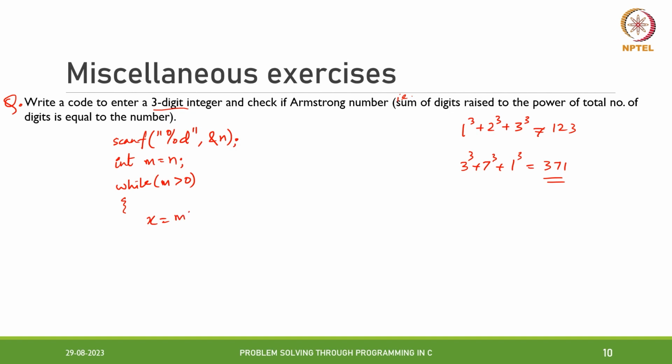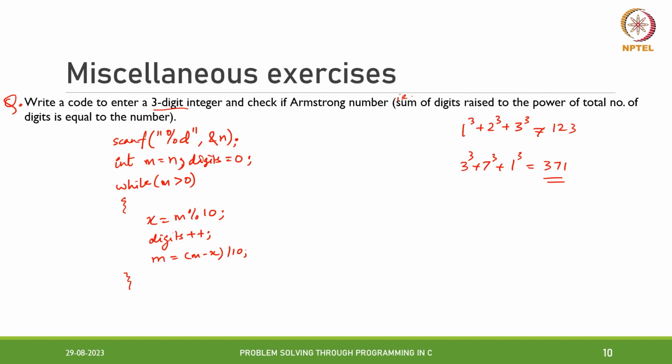So first I'm going to do m %10 so that I get the remainder. I don't really need to do anything with it because I'm just calculating the total number of digits here. So I'll say digits plus plus, right? Then m equals m minus x by 10. So there it goes. Before this I'll say digits equals 0. So this loop will calculate the total number of digits of the number for me.